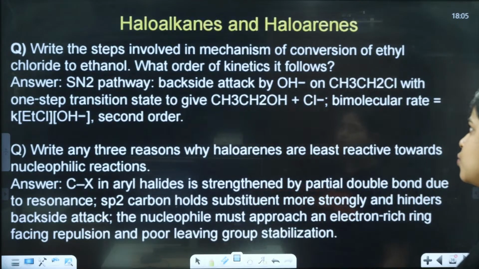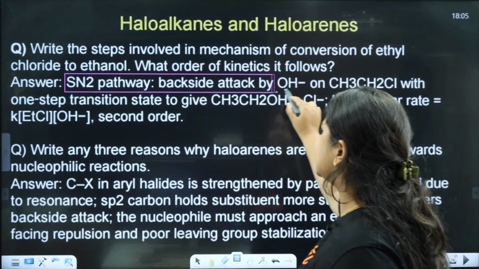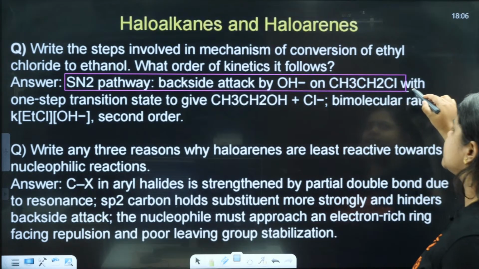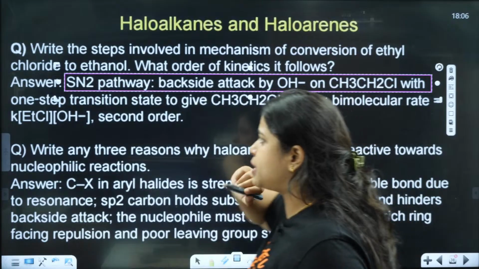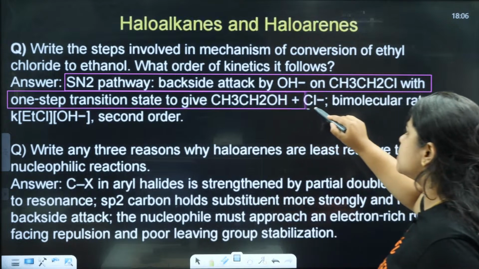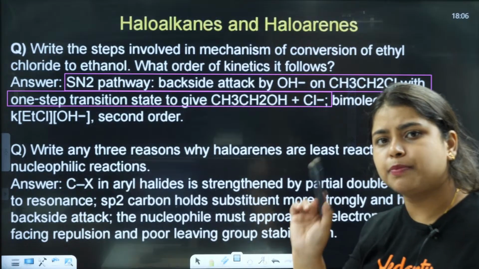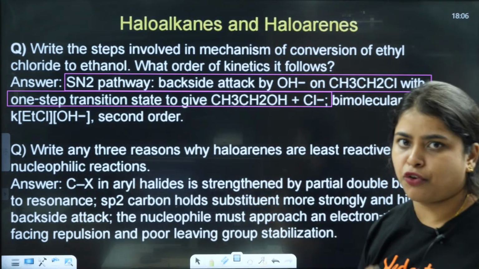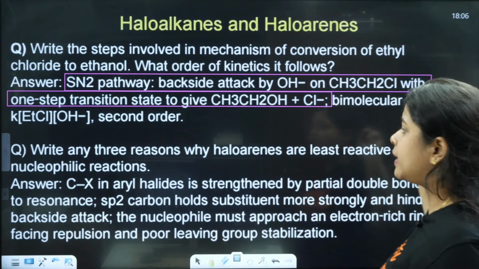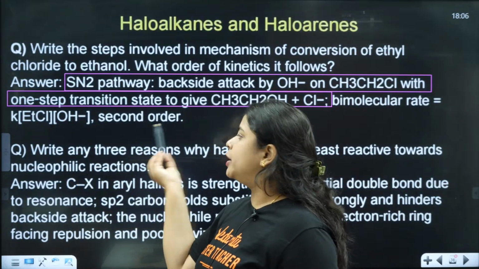Next, write the steps involved in the mechanism of conversion of ethyl chloride to ethanol. What order of kinetics is it following? If it is the SN2 pathway, then backside attack by OH minus on CH3CH2Cl with a one-step transition state gives the product CH3CH2OH plus chloride. One step process, so the product is formed. Next, the bimolecular rate is equal to k[CH3CH2Cl][OH minus], which is second order.